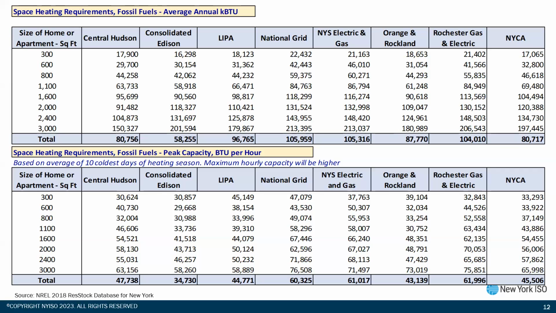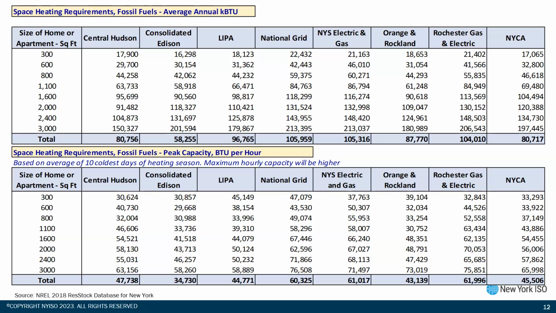The bottom chart is telling us by size of home and across the operating utilities, what is the capacity in BTUs per hour? So your furnace size in a single family home in the upstate area, you're going to need a 70,000 BTU per hour furnace. For those of you who heat your homes with gas, it's probably 70,000, 80,000, 90,000, some higher. And these are the averages. This is not the distribution. So this is the mean size, not the high end. Some homes are going to have even higher furnaces.